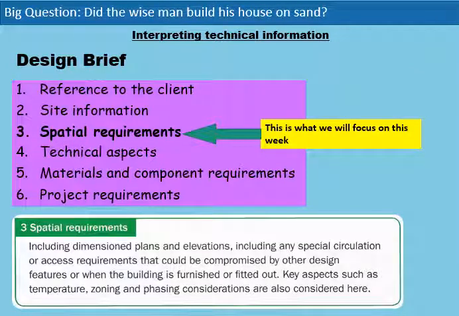What we're going to look at today, we're going to look at spatial requirements. So that's number 3 on the design brief. And below, there is a summary of what the spatial requirements actually are. So it says, spatial requirements, including dimension plans and elevations, including any special circulation or access requirements that could be compromised by any other design features or when the building is furnished or fitted out. Key aspects such as temperature, zoning, and phasing considerations are also considered here.